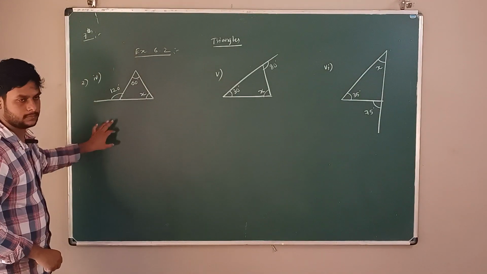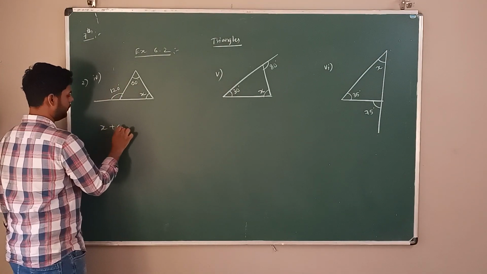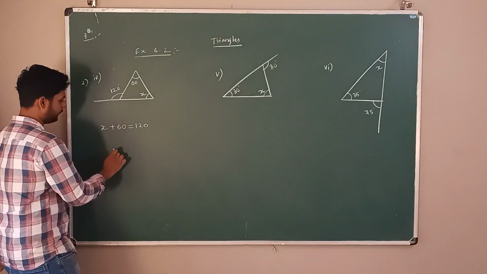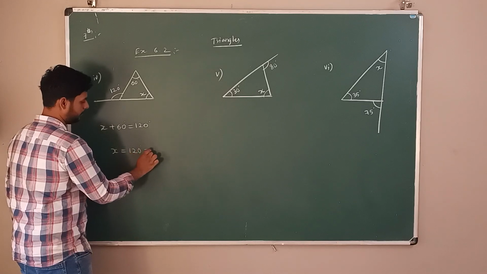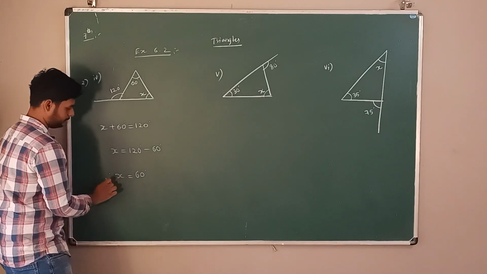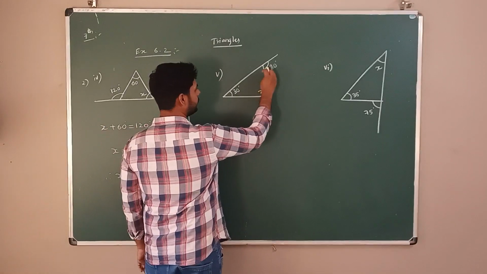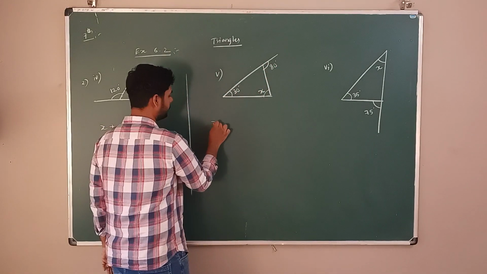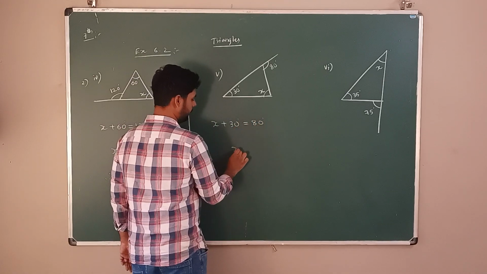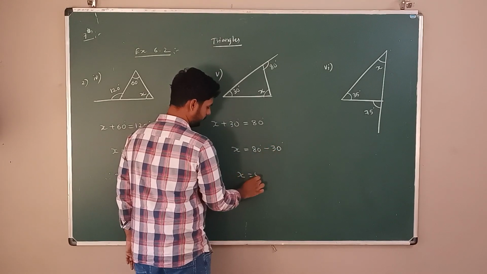Okay, now see here. So x plus 60 is equal to 120. x plus 60 degree is equal to how much? 120 degree, correct? So x is equal to how much? 120 minus 60. x is equal to 60 degree. Understood or no? Okay, next this sum. So 80 degrees outside, x and 30 are inside. So x plus 30 is equal to what? 80 degree. x is equal to 80 minus 30 degree. x is equal to 50.